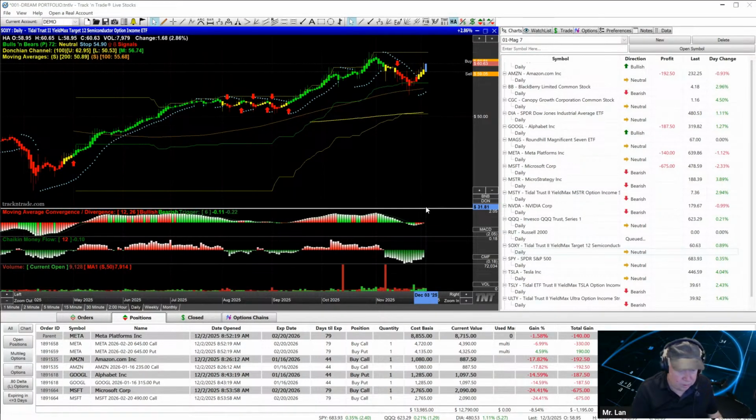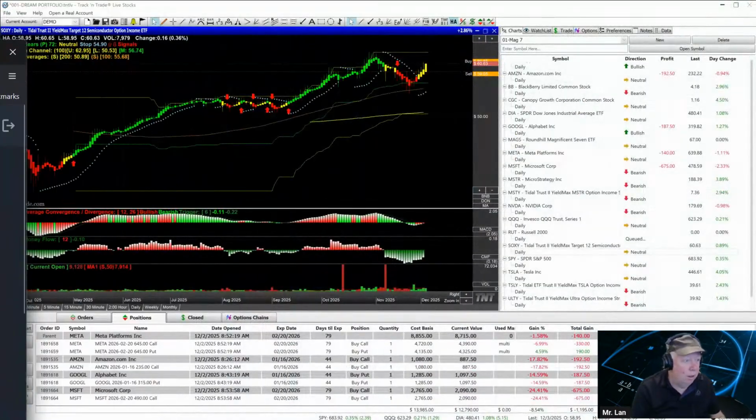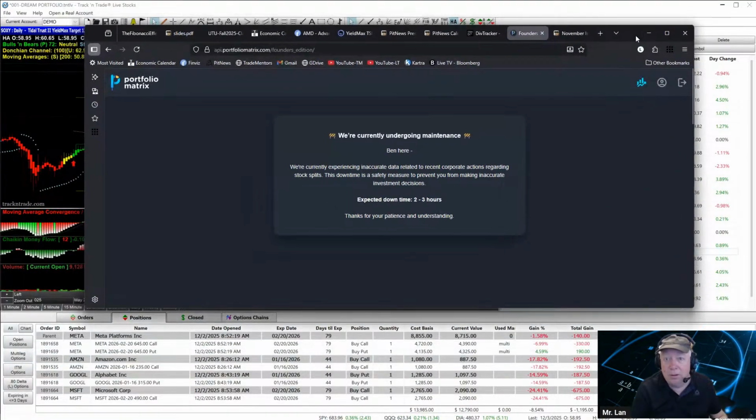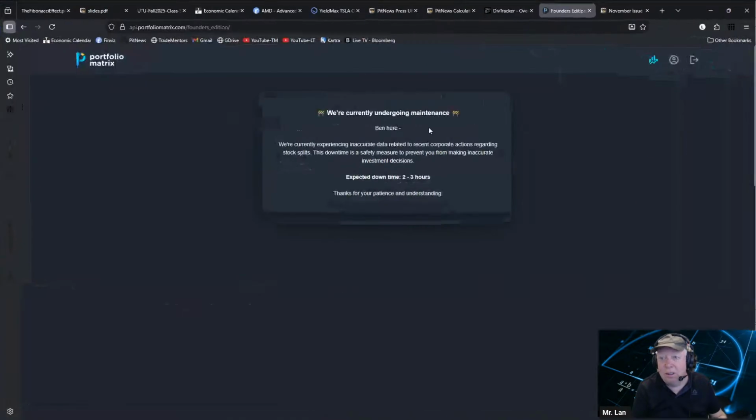Where is it? Here it is. Okay, so we're going to come up here. I've got this window problem with Windows. So, okay, here we go. Okay, so here, this is Portfolio Matrix. It's under maintenance right now.